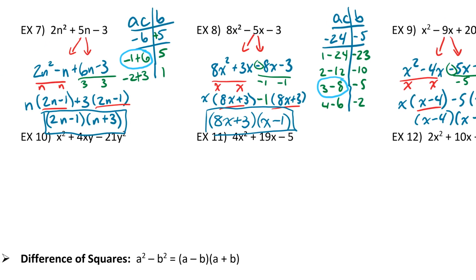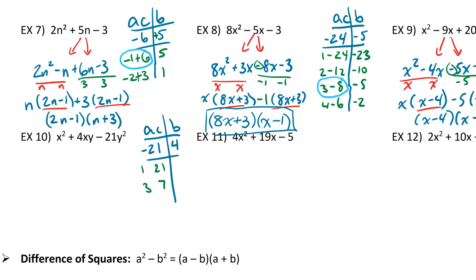All right, example 10. So for example 10, again, this has two different variables, but we're going to do it the exact same way. So a times c would be negative 21, and b would be 4. So negative 21, factors that would be 1 and 21, 3 and 7, and that would be it.